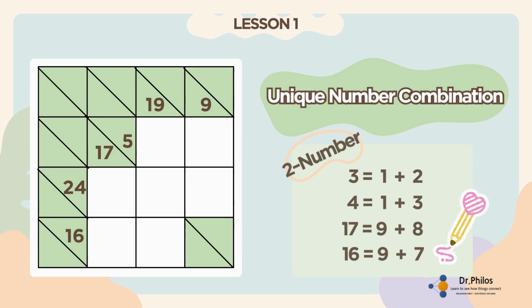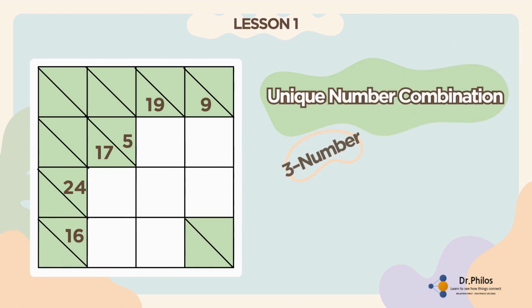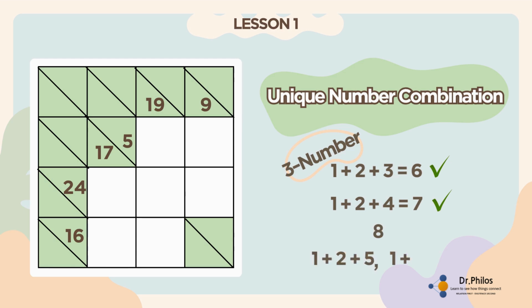Well organized. Now, shall we find the unique number combinations for the sum of 3 numbers? If you add the 3 smallest numbers, 1 plus 2 plus 3 equals 6. There is no other way to make 6. 7 is 1 plus 2 plus 4. And that is it. 8 has 2 ways. 1 plus 2 plus 5 and 1 plus 3 plus 4.